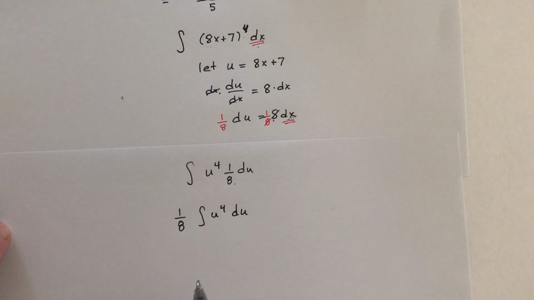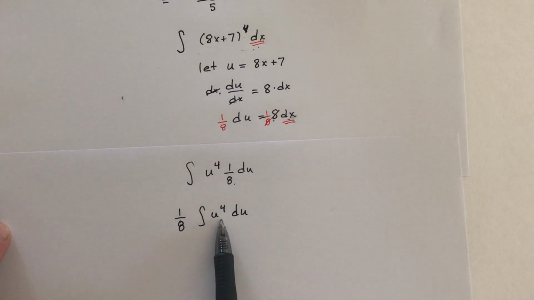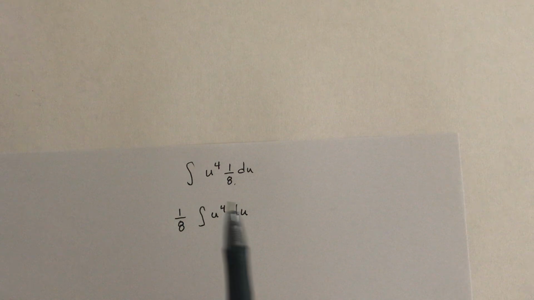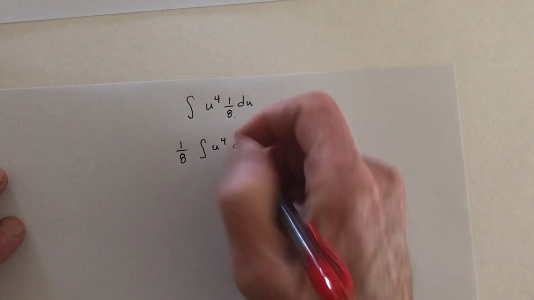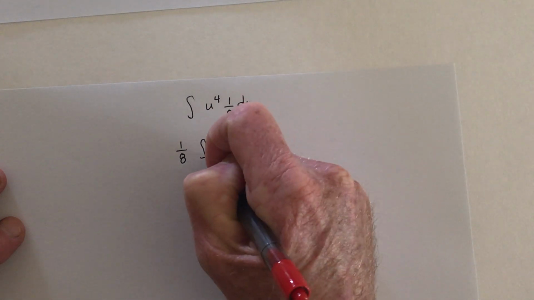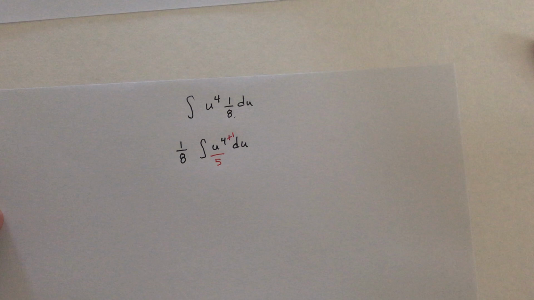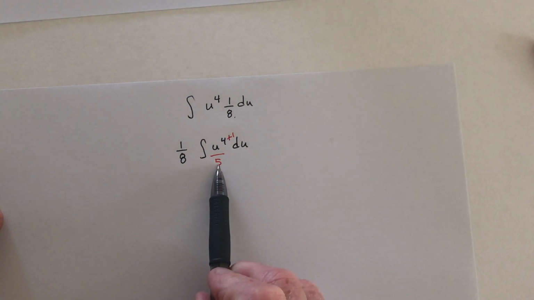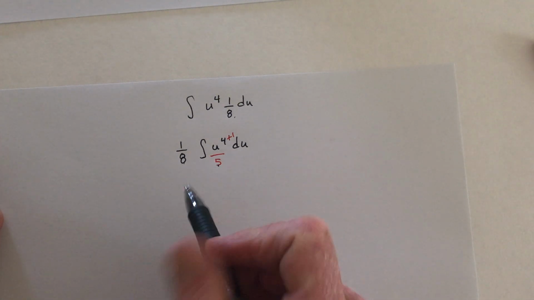So another goal of u substitution is you take a problem that's more complicated and you turn it into something simpler. Because with this one now, all we need to do is add 1 to the exponent and then divide by that number. So add 1, and that would be a 5, and divide by 5. And this could be factored out so that when you multiply these two, that's going to be 1/40th.